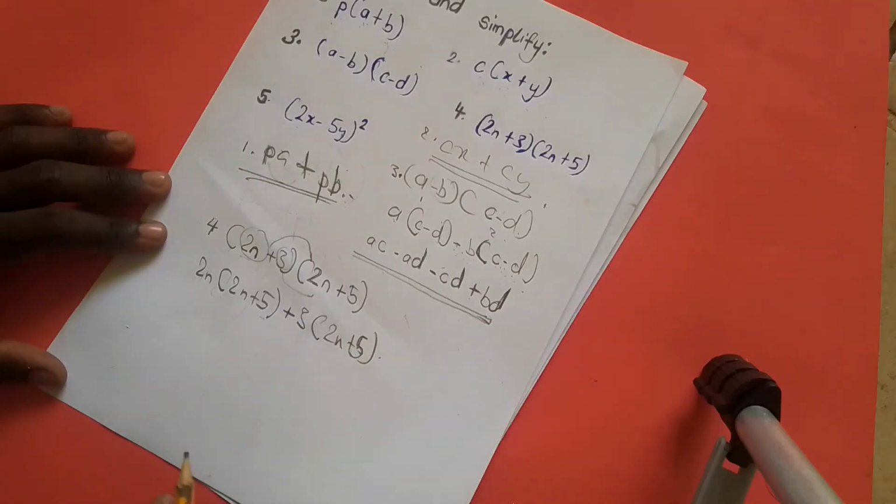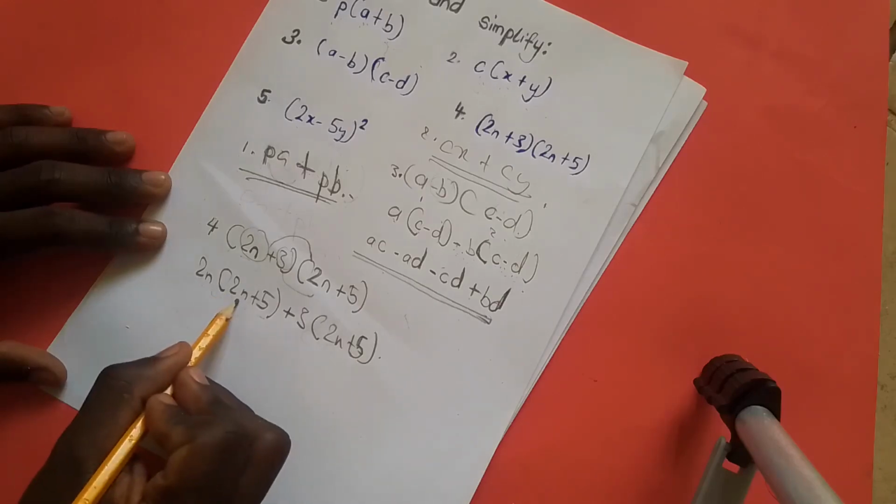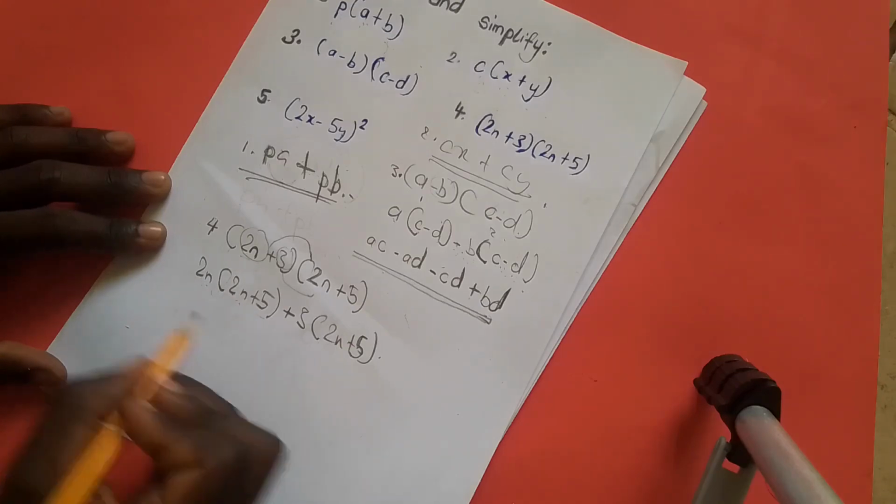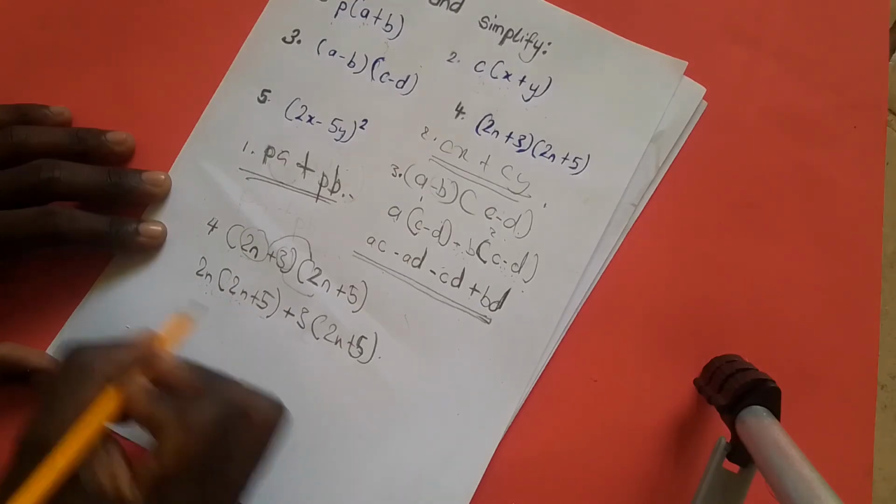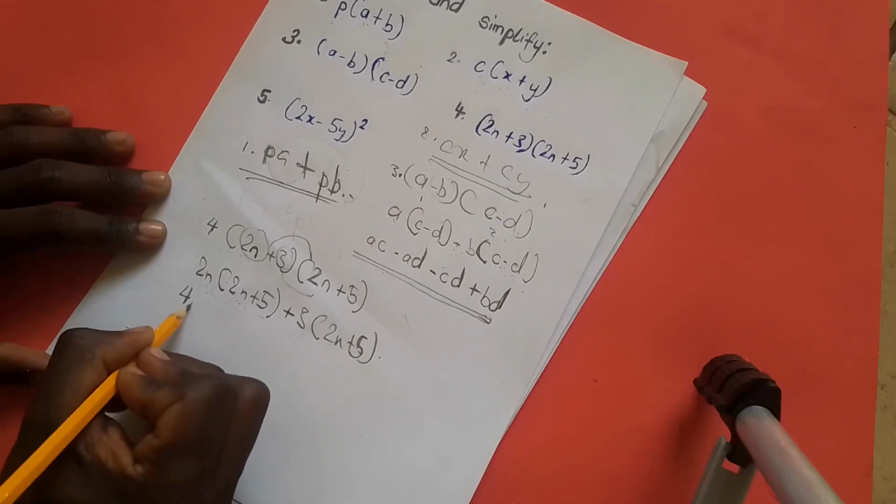Okay, so in this term we're going to need a little simplification. So 2n times 2n, 2 times 2 is going to be 4, n times n is going to be n squared. So 2n times 2n is going to lead to 4n squared.